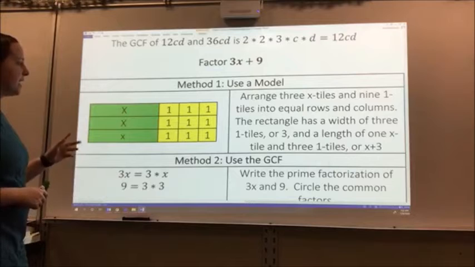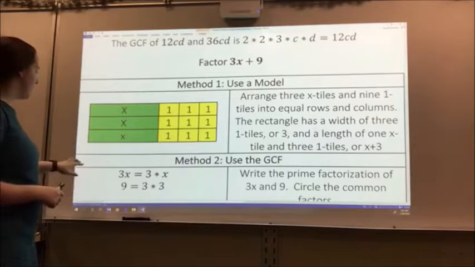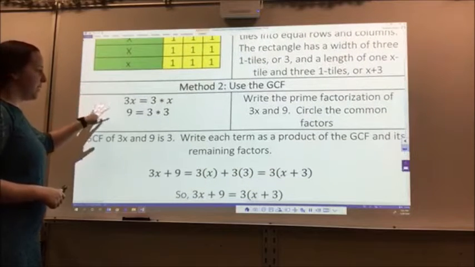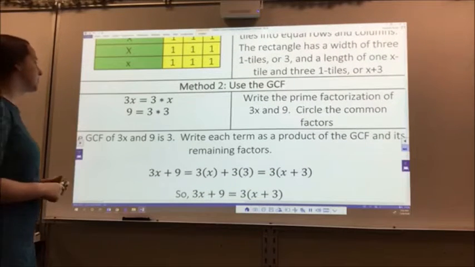Okay, and if I multiply that through, I'd have x plus 3. Okay, method 2 is to use the GCF. This is actually the method I recommend using. It's probably the least complicated.